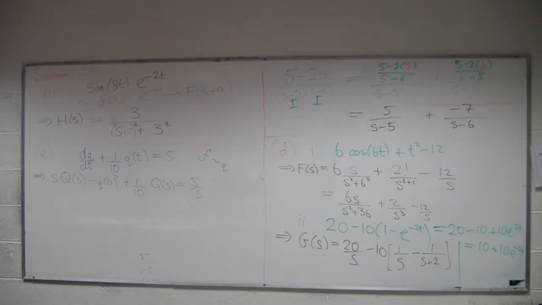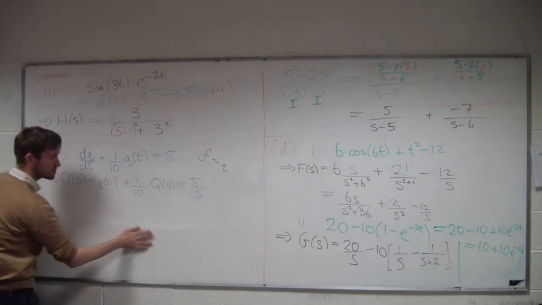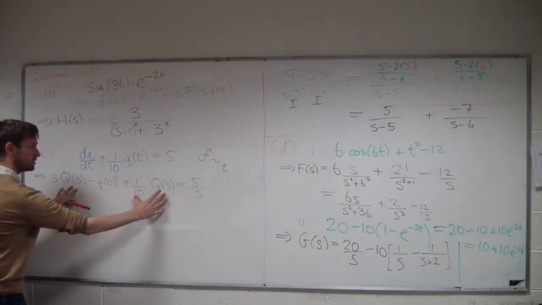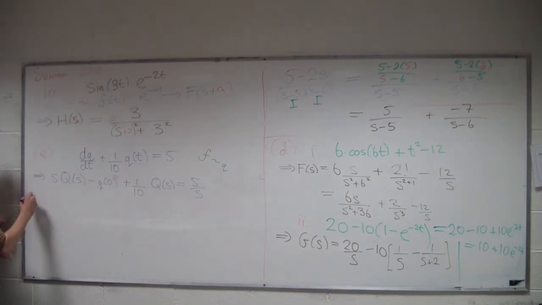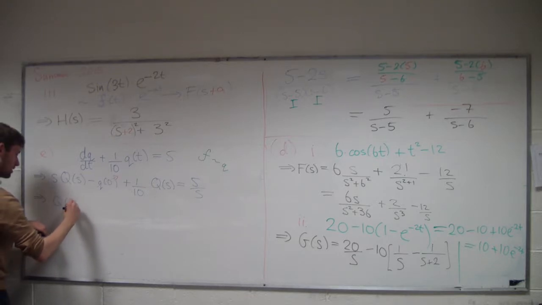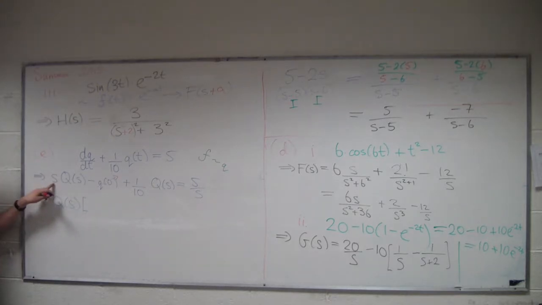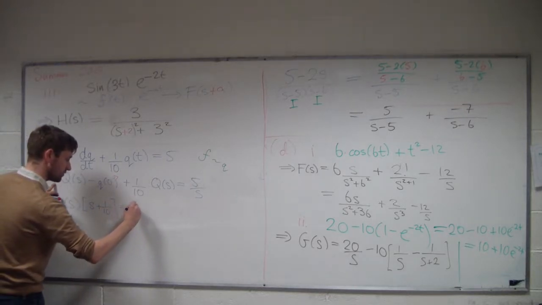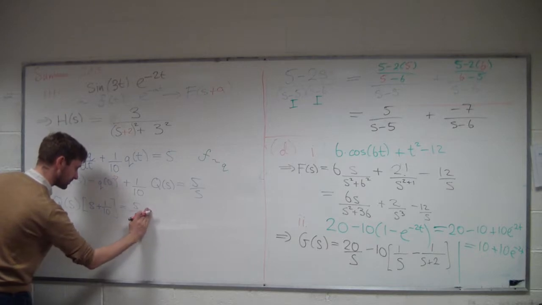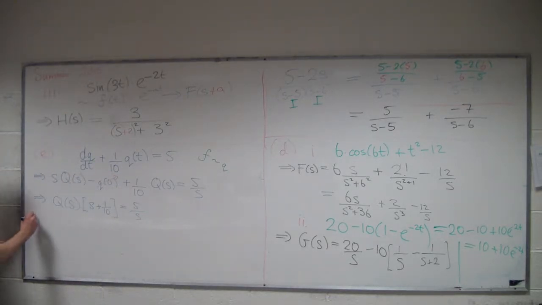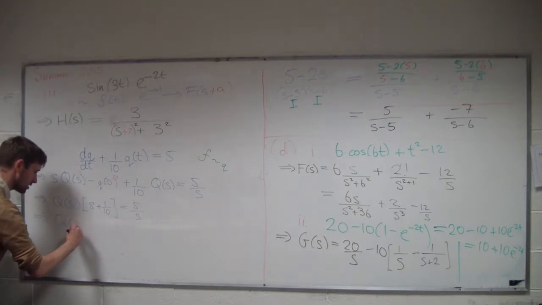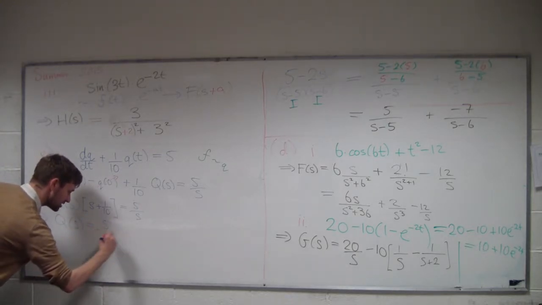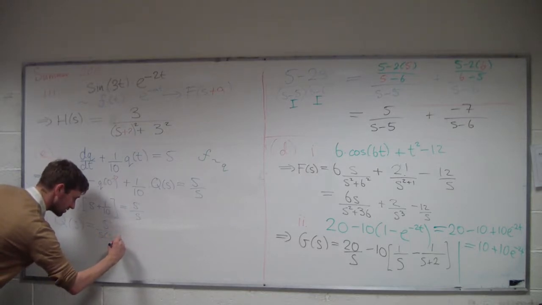That's gone. And now I want to solve for Q of S. So I have two Q of S's, so I've got all the Q of S on one side. So what am I going to do, please? Take out the common factor Q of S. So take out the Q of S, I get S plus 1/10 equal to 5 divided by S. How do I get rid of that S plus a tenth? Divide. So I have Q of S equal to 5 divided by S, also divided by S plus 1/10.